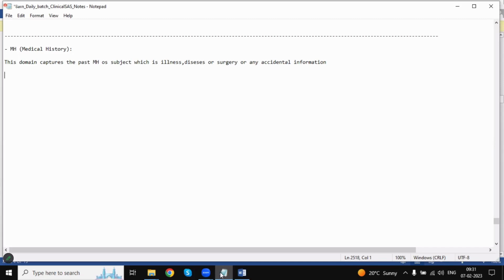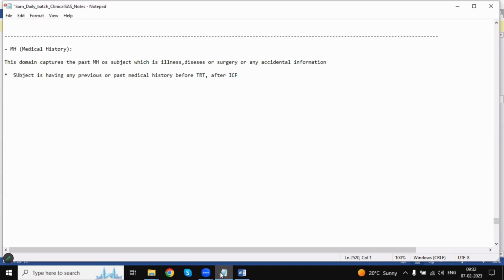The subject is having any previous or past medical history before the treatment, even after signing the informed consent also. Anything is medical history only.